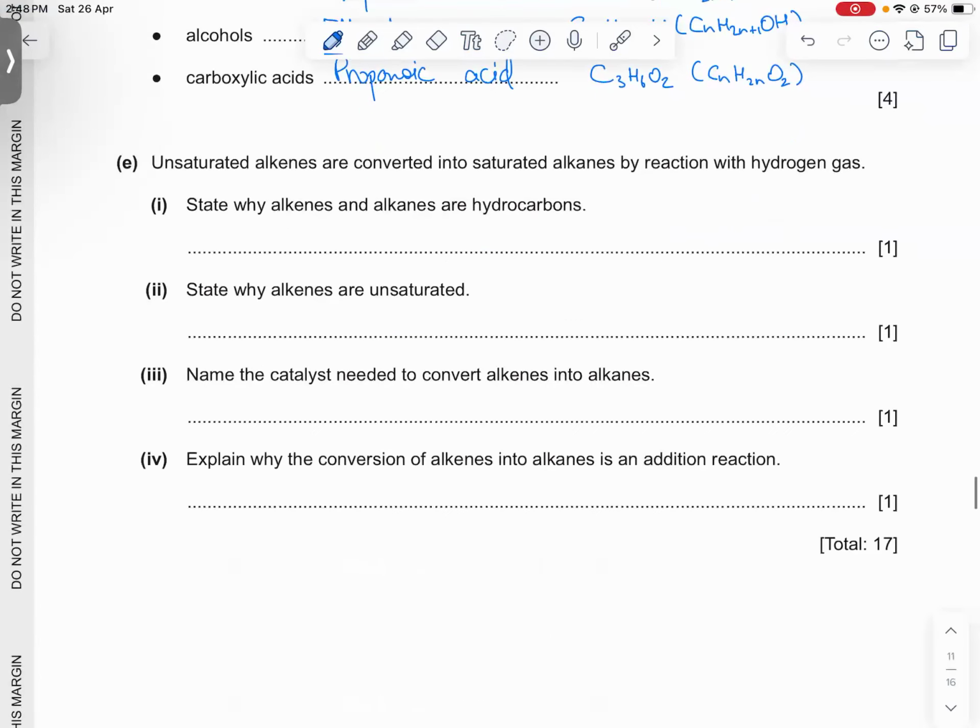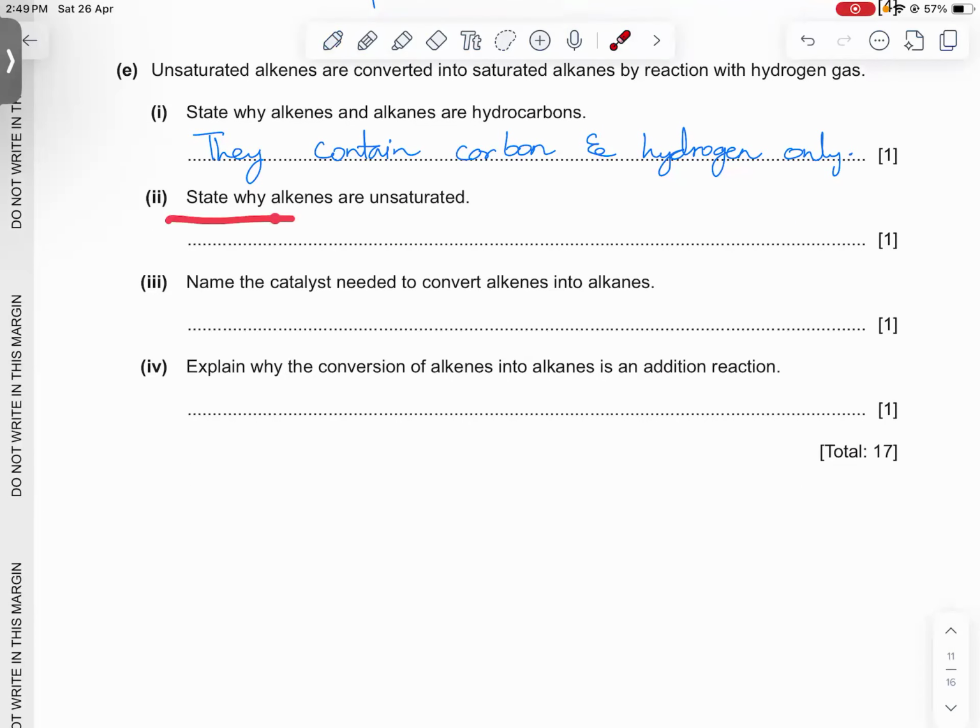Okay. On to the next question. Unsaturated alkenes are converted into saturated alkanes by reaction with hydrogen gas. State why alkenes and alkanes are hydrocarbons. Because they contain carbon and hydrogen only. State why alkenes are unsaturated. Alkenes are unsaturated because they contain a carbon-carbon double bond.